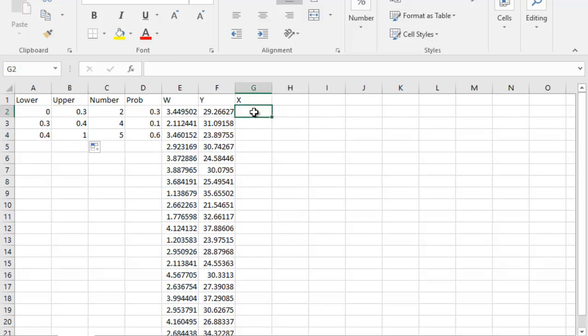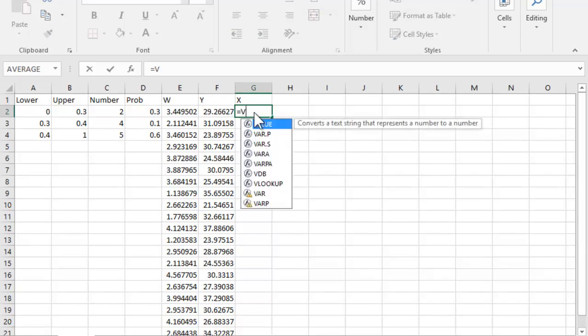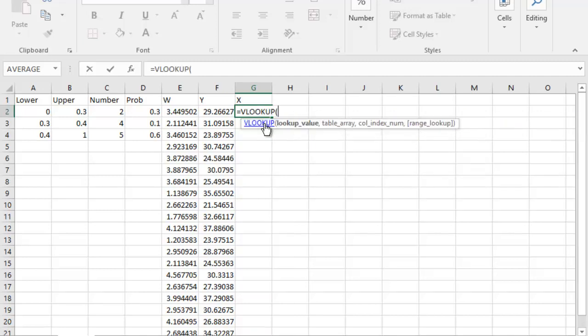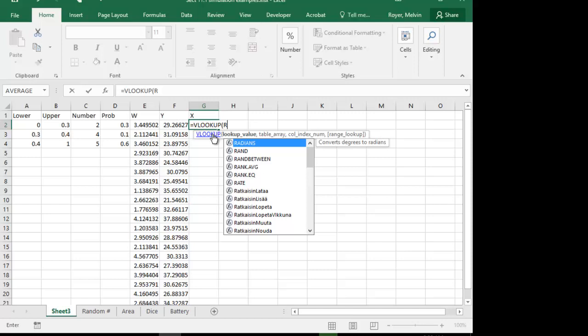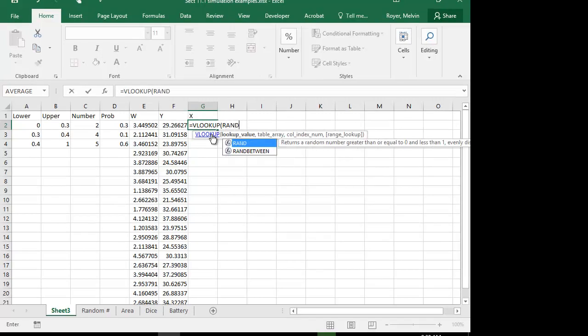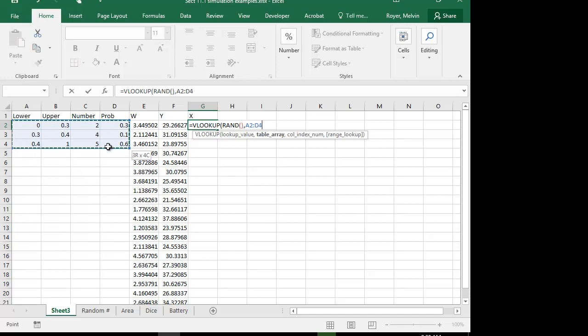Okay, now let's come over and generate random variable x. What we're going to do is use a VLOOKUP command. We did this near the beginning of the semester. The value that Excel is supposed to look up will be a random number. Then I need to give the table where these values are stored. So it's those cells, and I'm going to be copying this, so let's make these absolute addresses. So generate a random number, then look it up in this table.